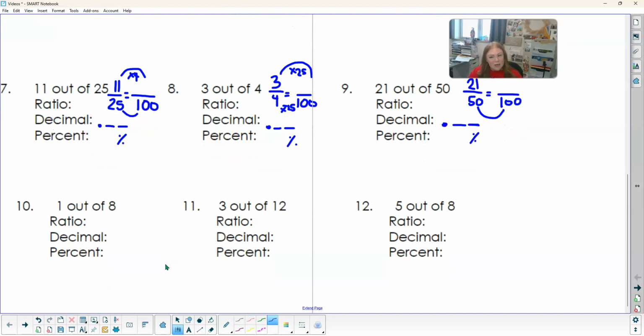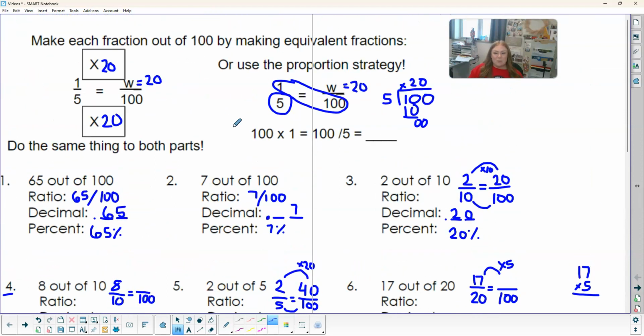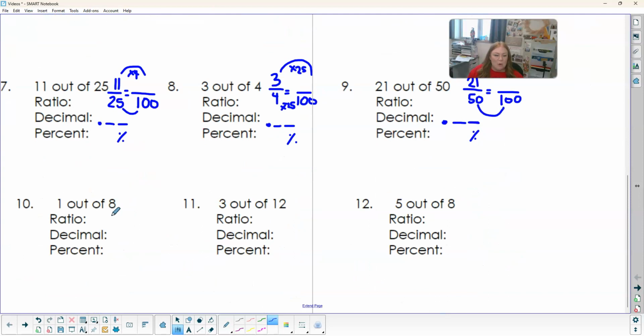Okay, and we're going to try the hardest ones on here. These numbers are not going to go nicely into 100. There's not a nice way to count and get to 100. So instead, we're going to want to do this proportion strategy because we won't know how to get from here to here and here to here. So we're going to use that crisscross proportion strategy. So we set it up the same way.